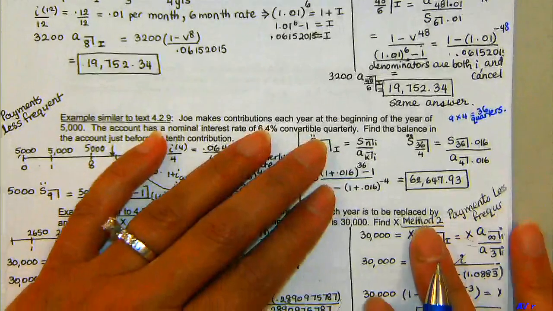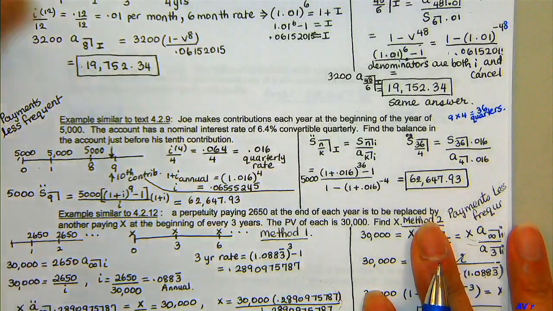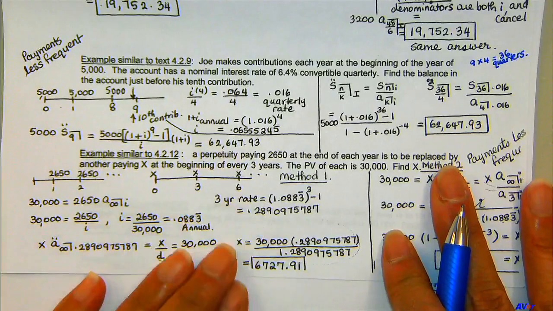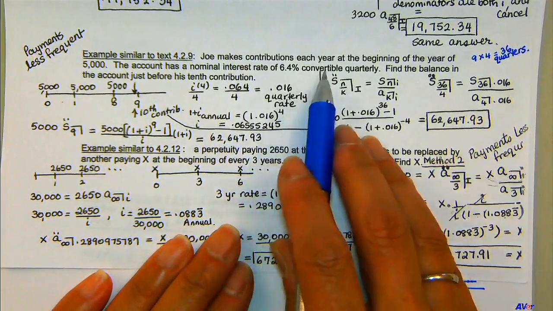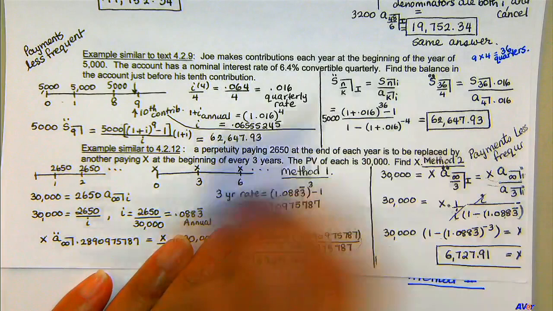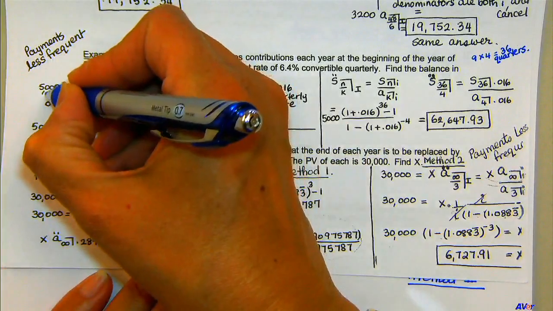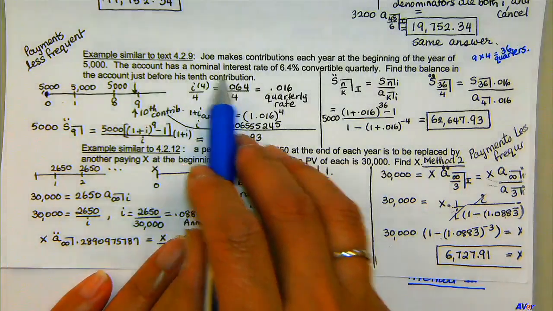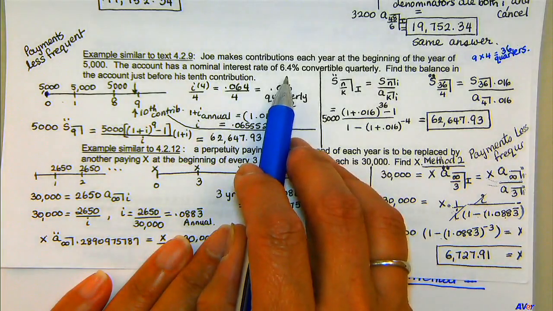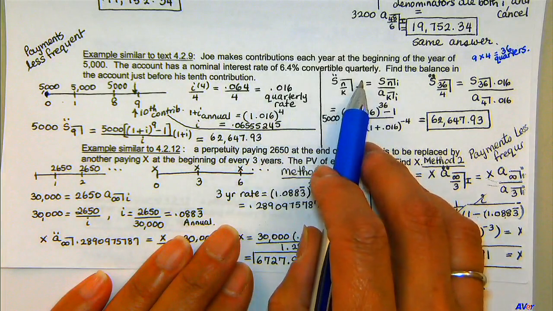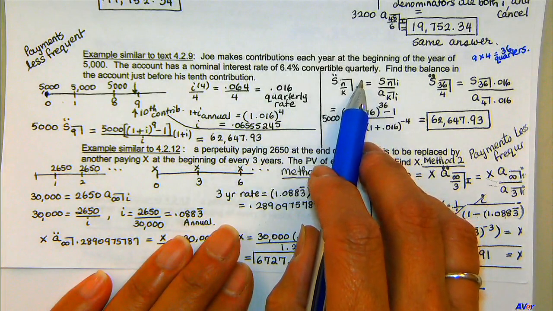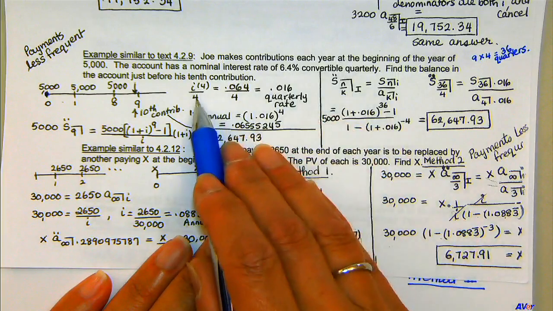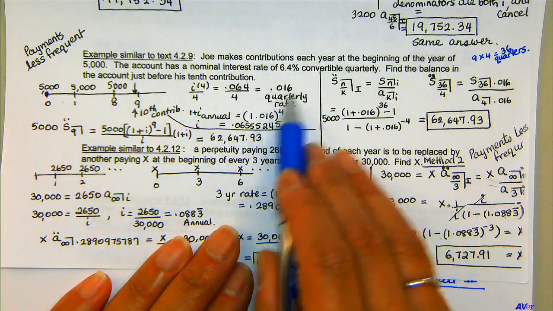The next problem, I'll post this solution so that you can stare at it more later. Joe makes contributions each year at the beginning of the year of 5,000. So my first contribution is here, time 0, 5,000. The account has a nominal interest rate 6.4% convertible quarterly. Okay, so I have to find the quarterly interest, so I immediately divide by 4. So I find my quarterly rate.